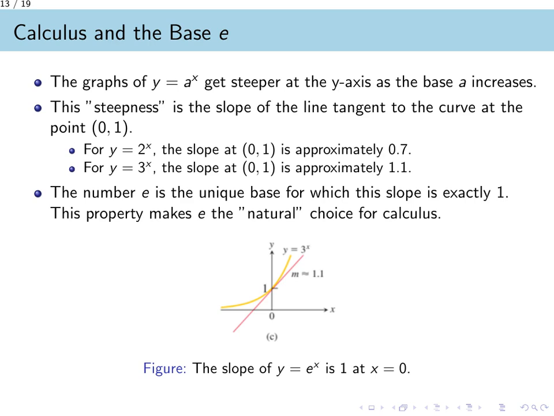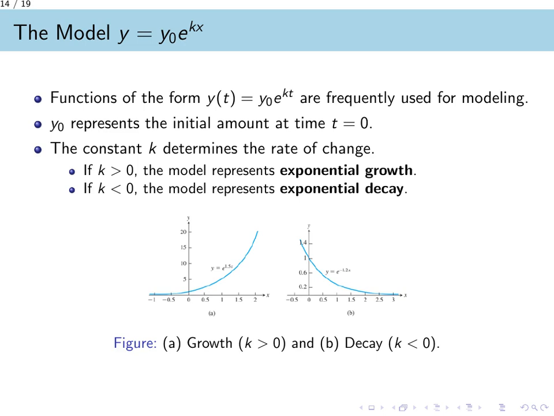The number e is the unique base that sits between 2 and 3, producing a slope of exactly 1 at the intercept. This special property is why e to the power of x is called the natural exponential function and is the most important base we use in calculus. We can now generalize the exponential function to model many real-world processes involving growth or decay.